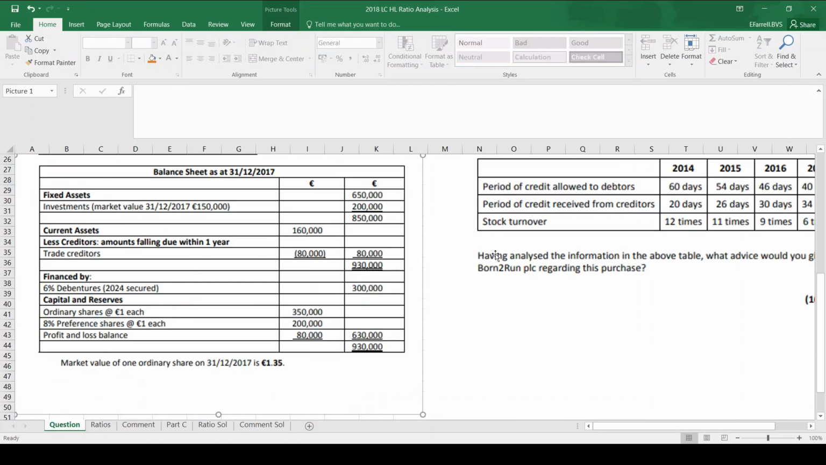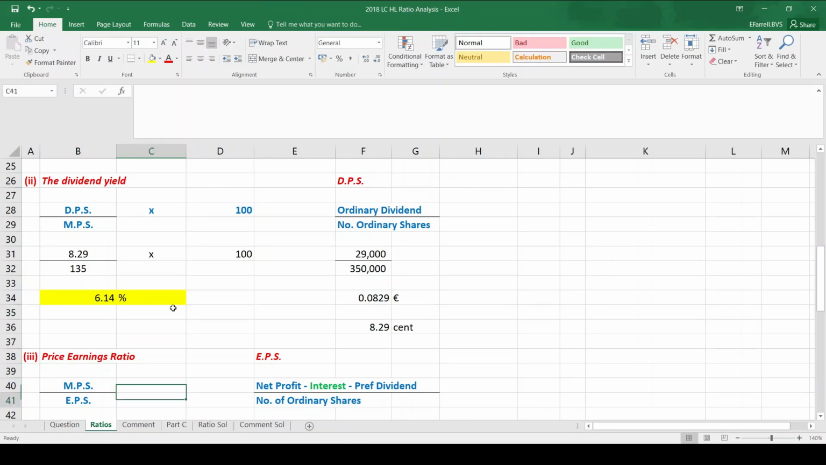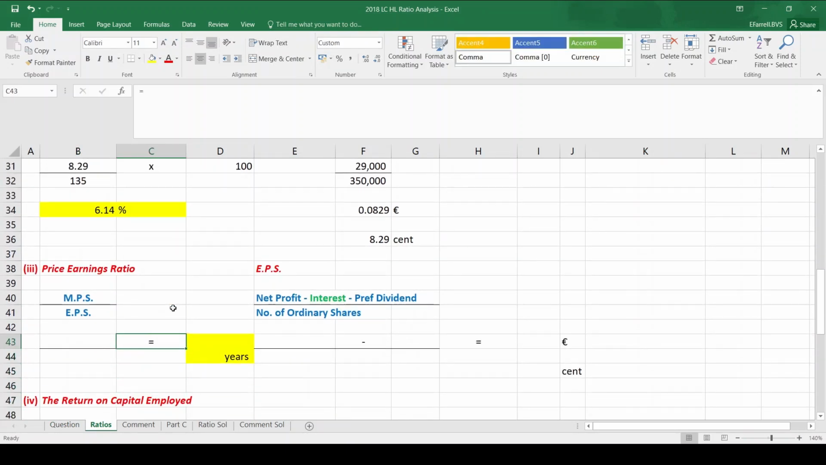The third ratio we're asked to work out here is the price-earnings ratio. So the price-earnings ratio is market price per share over earnings per share. So again, market price per share is easy. We've done it already. We're given it at the bottom of the balance sheet, or just underneath the balance sheet. It told us it's €1.35, which is 135 cents. And I'm going to divide that by earnings per share.